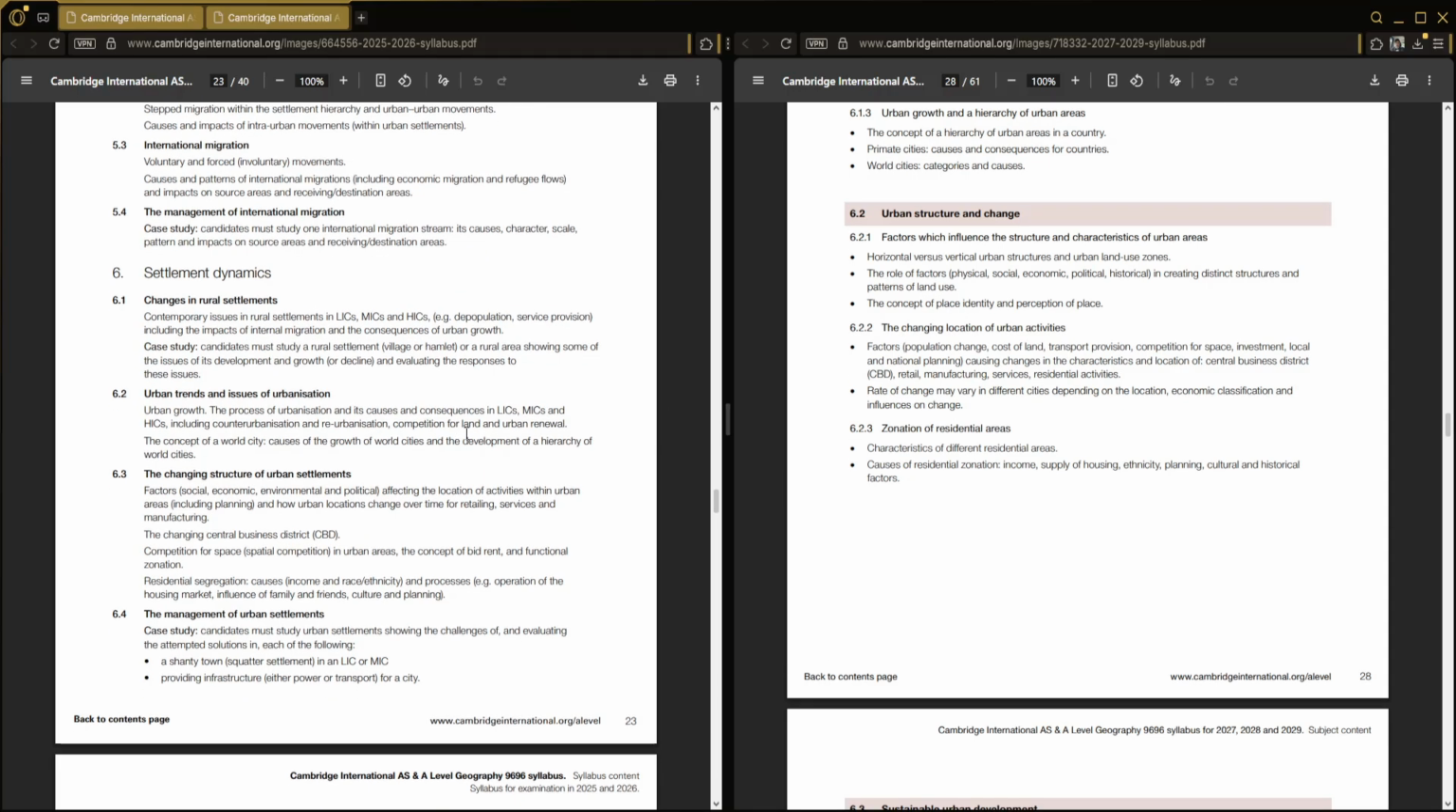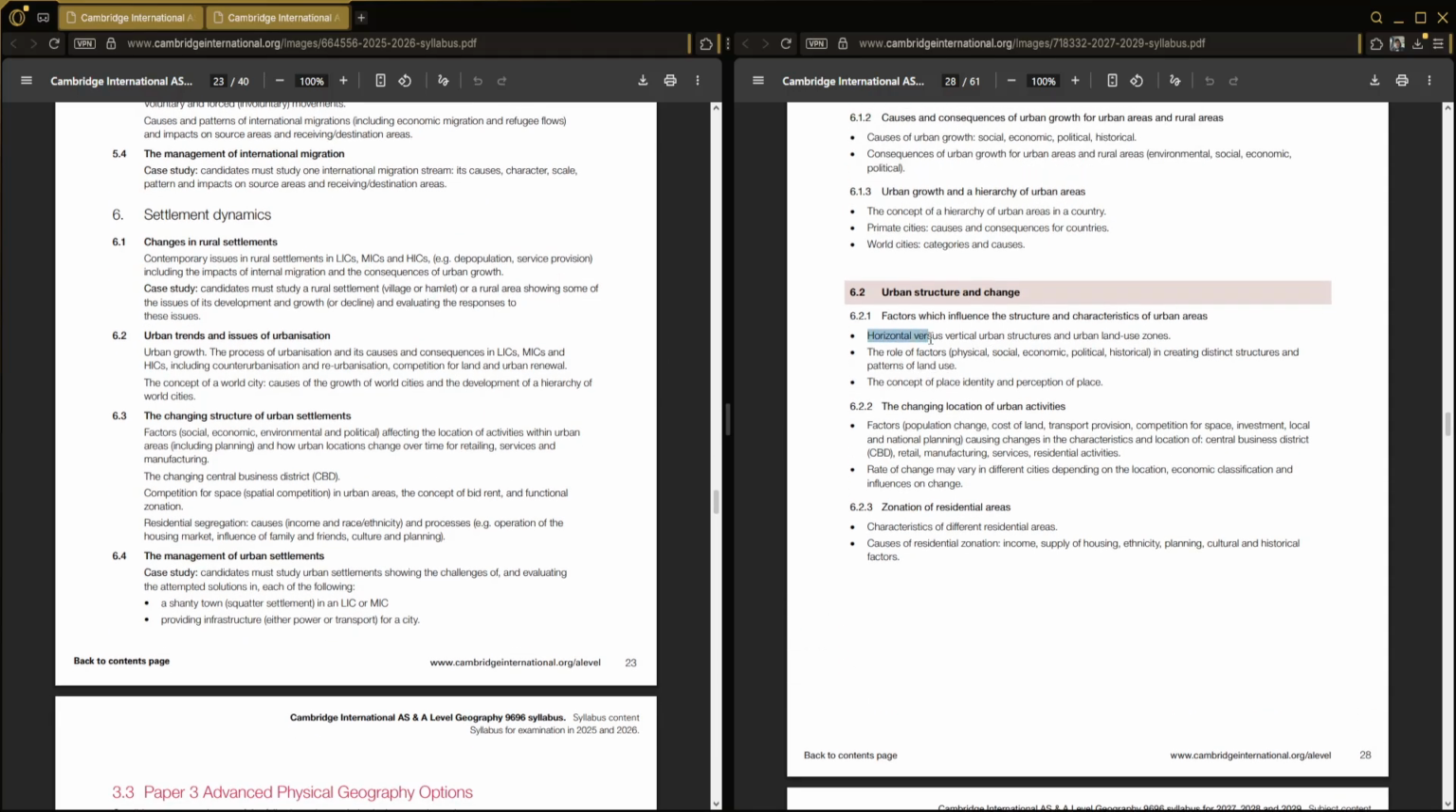For urban structure and change, now you are going to learn about horizontal and vertical urban structures, so tall versus wider buildings, and you also need to know about place identity and the perception of place. So what makes an area more known essentially. You can talk about the high rises of areas or the culture of areas. For example, Paris, you can probably think about City of Love, you can think about the Eiffel Tower. That is the place identity, and the perception is that it's the City of Love. So again, it is a new concept, but it's not that challenging.